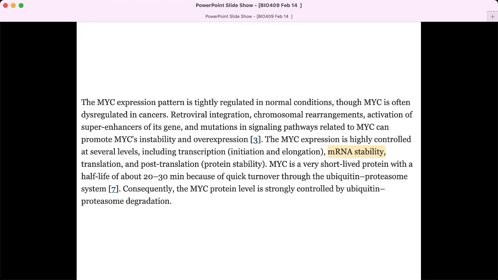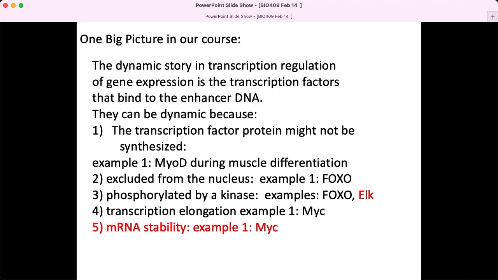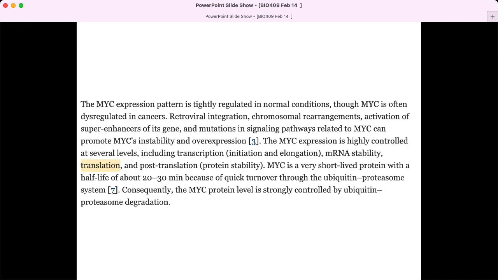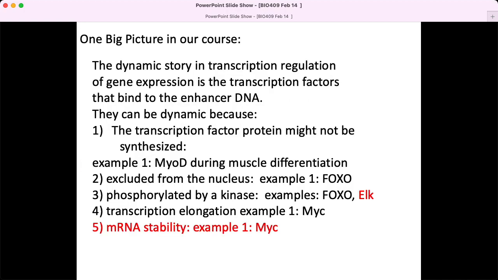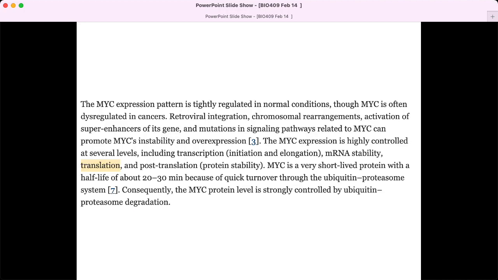The second one is mRNA stability that I jumped ahead to. The mRNA isn't stable. It's just going to get degraded. So we don't want to make it, we don't want to transcribe it, we don't want to keep it around. mRNA stability is a way to regulate transcription factors. Just make the RNA stable or less stable, and we can control it. Then another is we don't want to translate the mRNA.